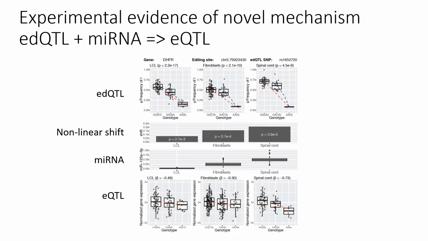In our analysis, 3 tissues had an edQTL for this site: LCL cell lines, cultured fibroblasts, and the spinal cord.